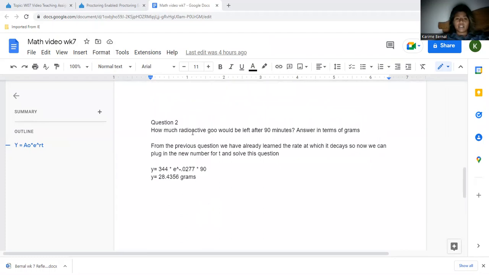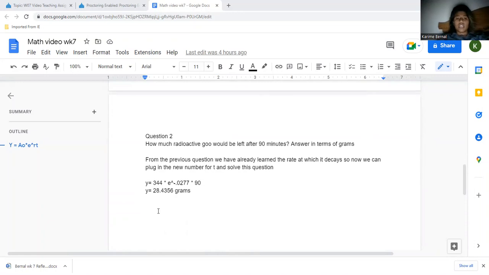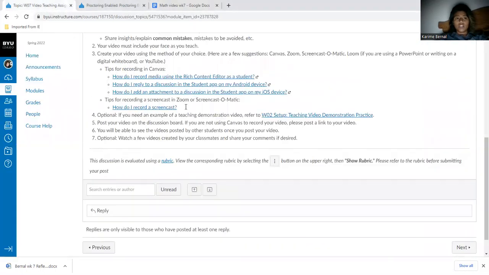For question 2, we do the same thing. How much radioactive goo would be left after 90 minutes? So we answer in terms of grams. From the previous question, we have already learned the rate at which it decays. So now we can plug in the new number for T and solve this question. All we have to do is plug it all in the calculator: 344 times e raised to the negative 0.0277 times the 90, and it will give us 28.4356.